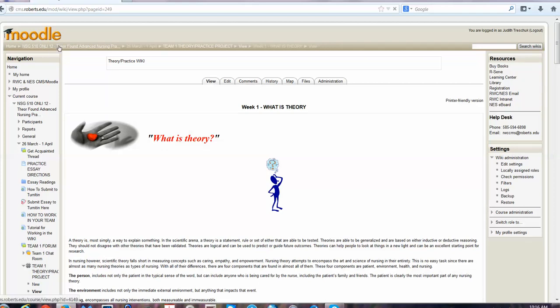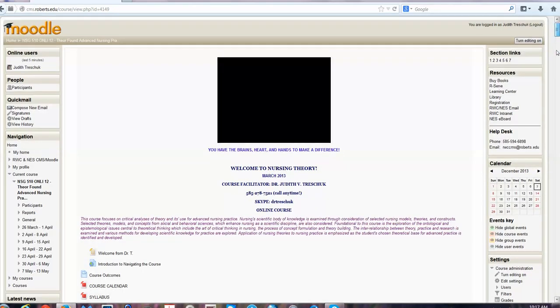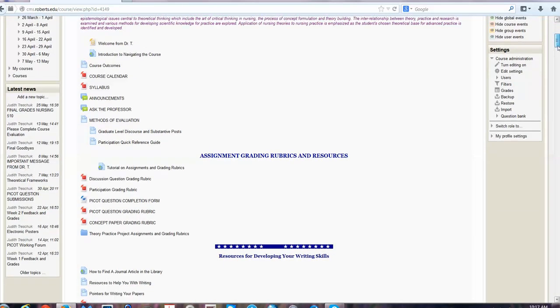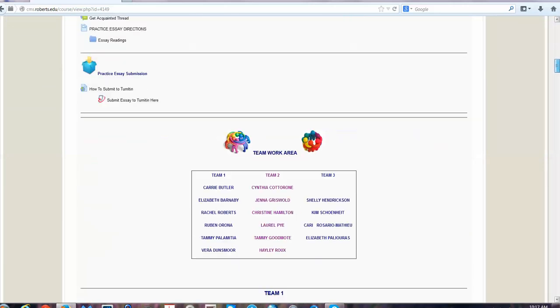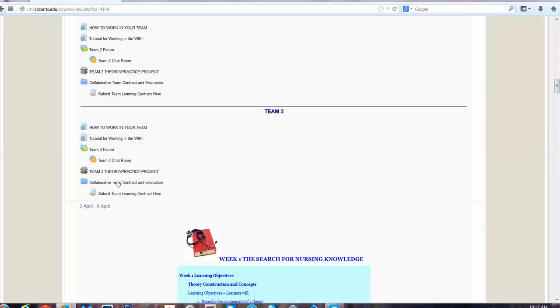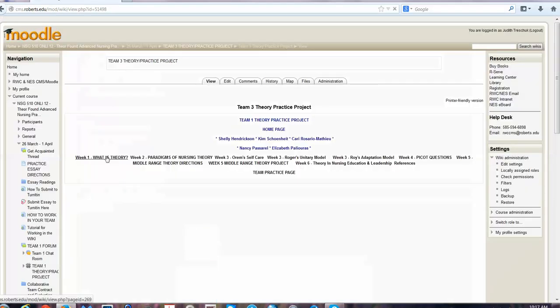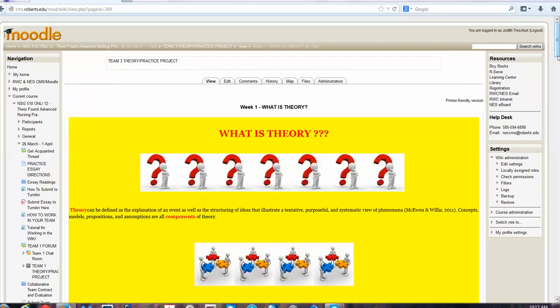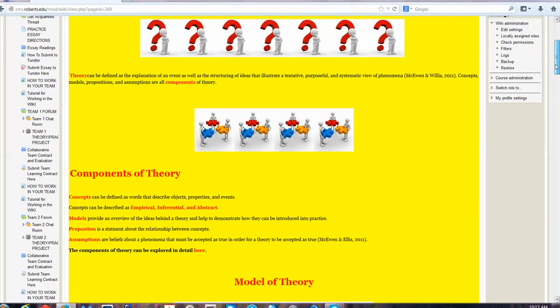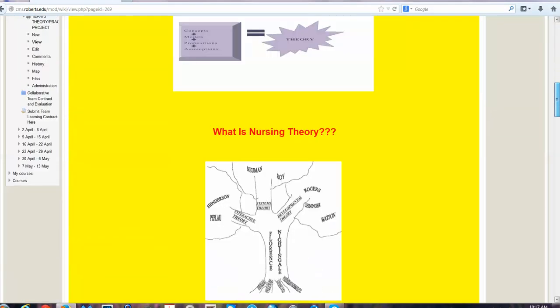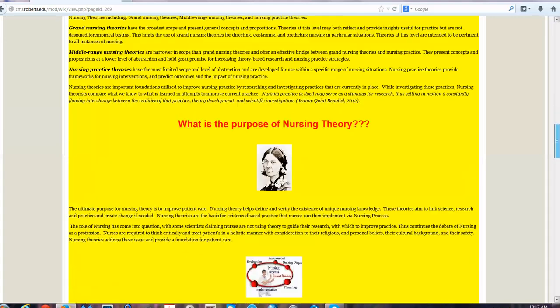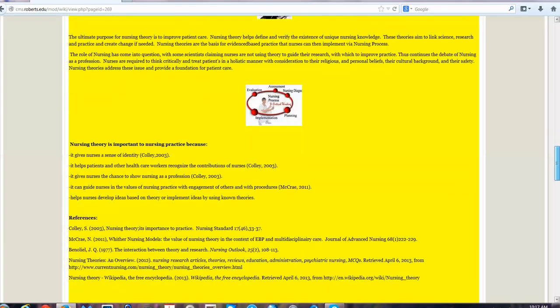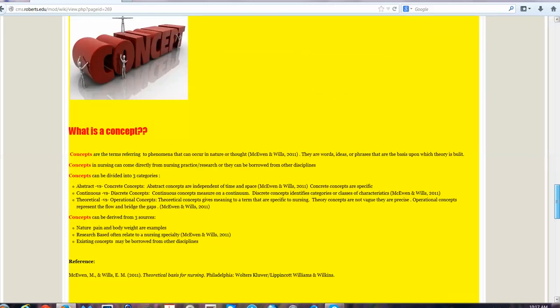So let's look at another team just for you so you can see for the same question, the team may portray it a bit differently. So that was team 1. And I'm going to go down to, let's say, team 3. So here's their wiki. And this is week 1, what is theory, and this is their page. So you can see it's quite different from team 1's wiki. But they're all answering the same questions. They're all looking at nursing theory. They're all identifying the purpose of it and understanding what concepts are all about.